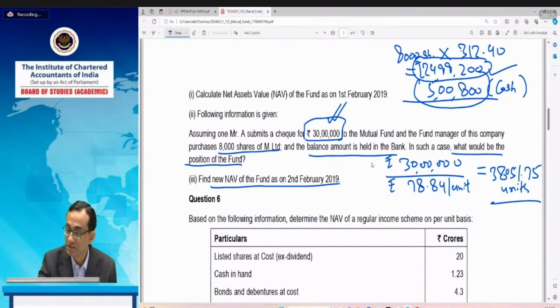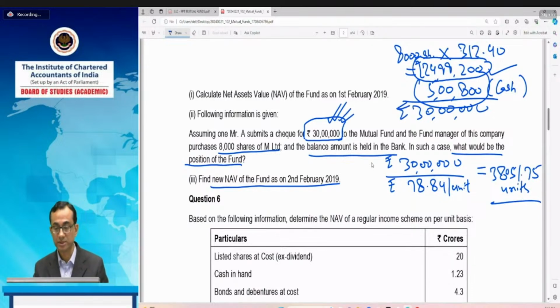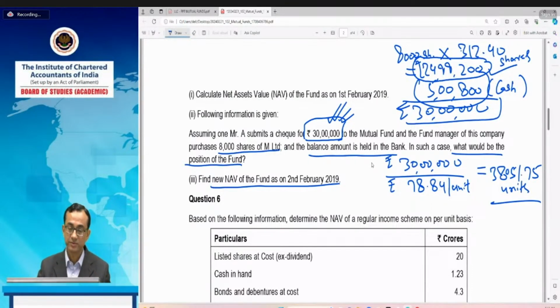So total amount is 30 lakh. This is given in the question that 30 lakh investment has taken place. Out of this 30 lakh, 24 lakh 99,200 is in shares, and this 5 lakh 800 is in cash. So this entire 30 lakh has to be converted into units. So total units are then reinvested. In order to calculate the number of units, it has to be divided by the NAV. That is why it has been divided by the NAV as on 1st of February, because before proceeding to 2nd February, at the end of the day on 1st of February, we want to know the position. So that will be the additional investment which we have made, 30 lakh divided by the NAV which we have calculated on 1st of February, which is 78.84. So additional units we have arrived at 38,051.75.